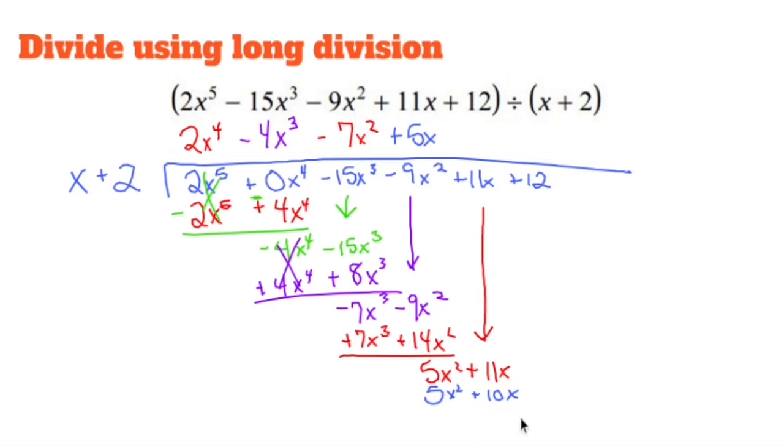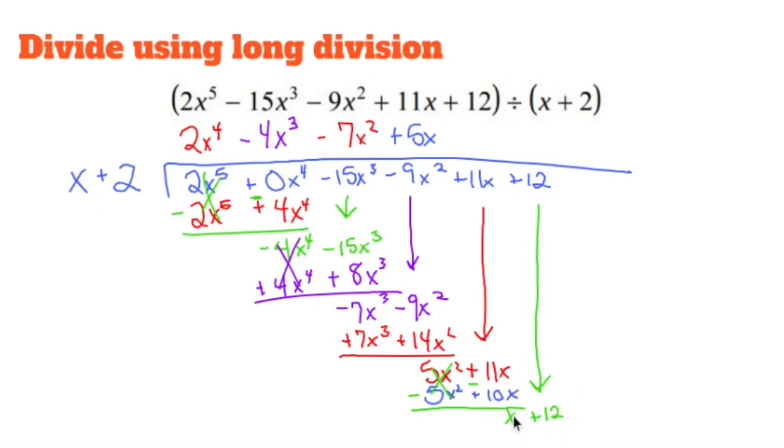Subtract this entire product, which makes you a minus sign. This crosses out. 11x minus 10x is x. Drop down the plus 12. I'm running out of space.